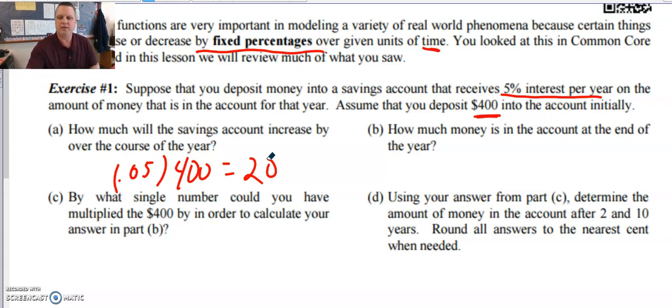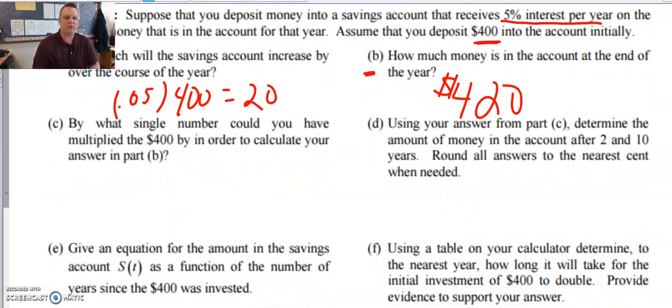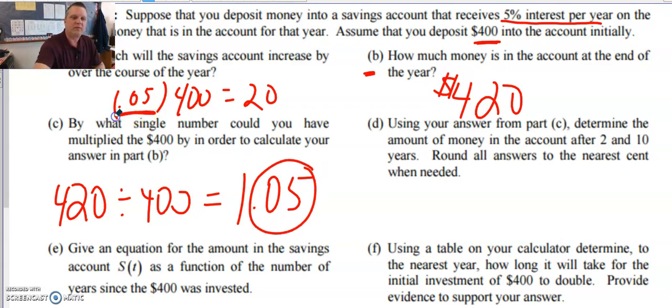How much money is in the account at the end of the year? Well, that's just 400 plus the 20, so $420. By what single number could you have multiplied 400 by in order to calculate your answer in part B? What you could do is 420 divided by 400, and you would get 1.05. You can see the 0.05 is from the 5%. The 1 is the $400 that you add to the 20 to get $420.